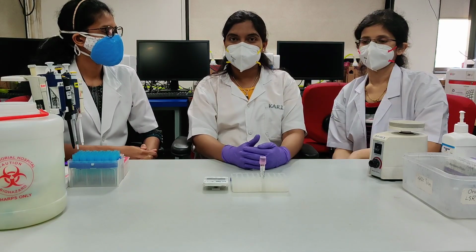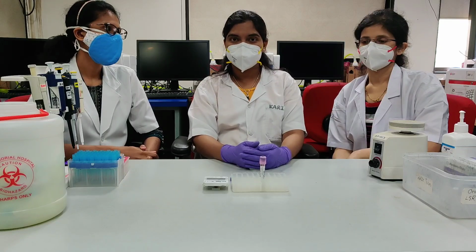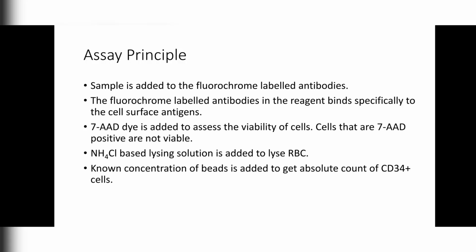We will now discuss the assay principle for CD34 stem cell enumeration by the single platform method. Sample is first added to the fluorochrome-labeled antibodies. The fluorochrome-labeled antibodies in the reagent bind specifically to the cell surface antigens. 7-AAD dye is added to assess the viability of cells. Cells that are 7-AAD positive are not viable. Ammonium chloride based lysing solution is added to lyse RBCs. A known concentration of beads is added to get absolute counts of CD34 stem cells.